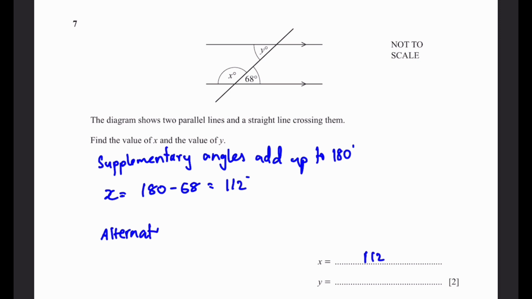Alternate angles, spelled like this, are always equal. And that means y is 68 degrees.